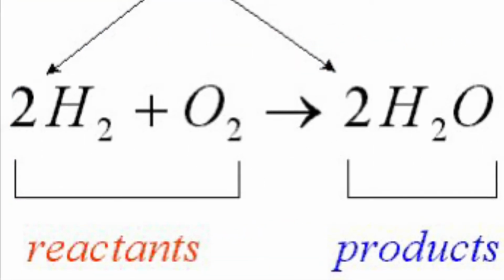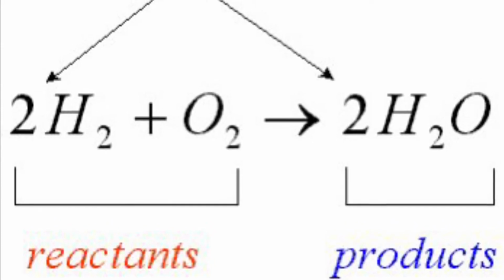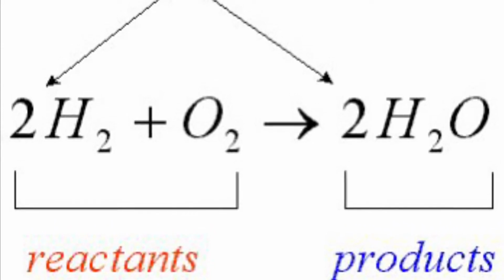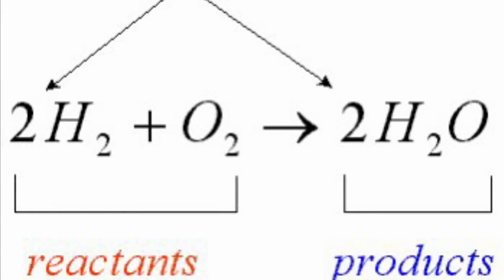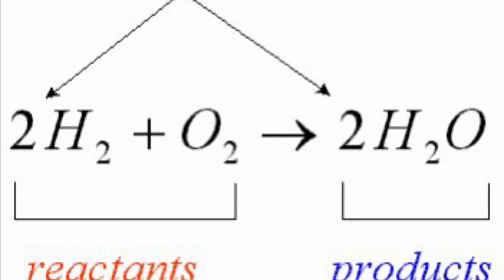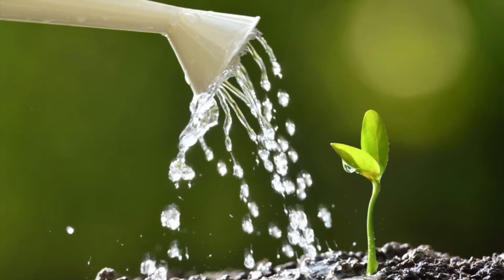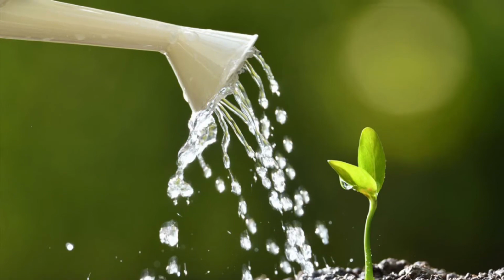To balance the equation, we need to put a coefficient of 2 in front of the hydrogen and in front of the H2O. And this allows us to have 4 hydrogen molecules and 2 oxygen molecules on each side. Water is the source of all living things, and without water, life could cease to exist.